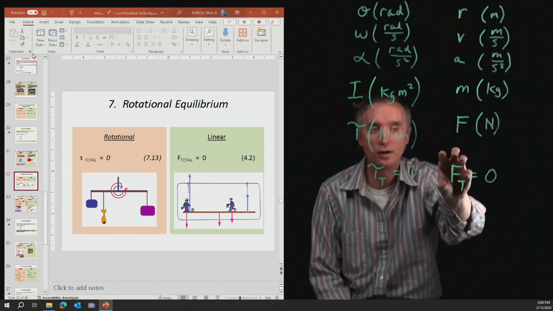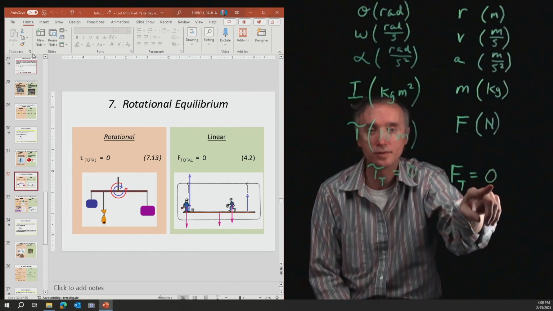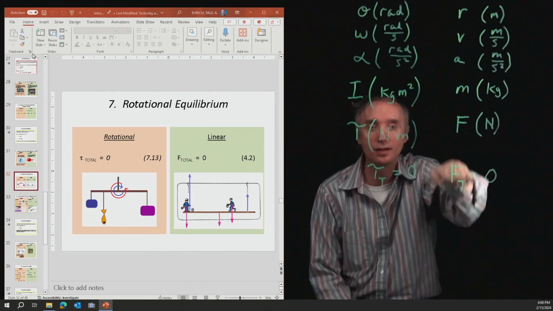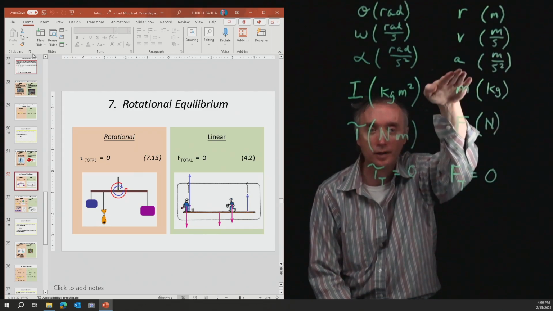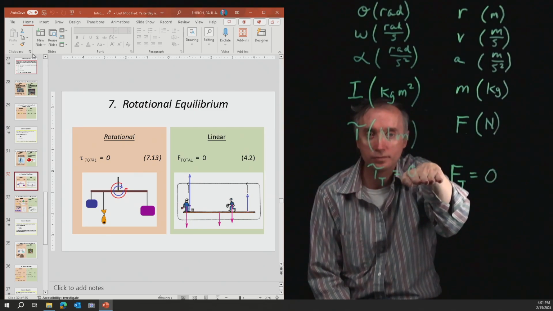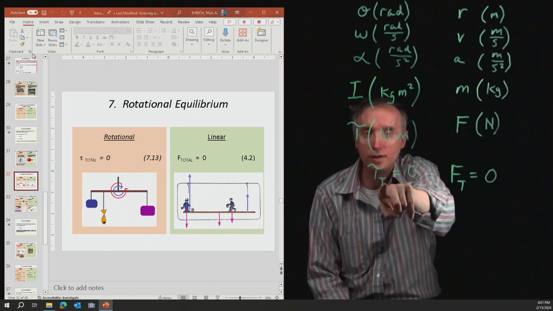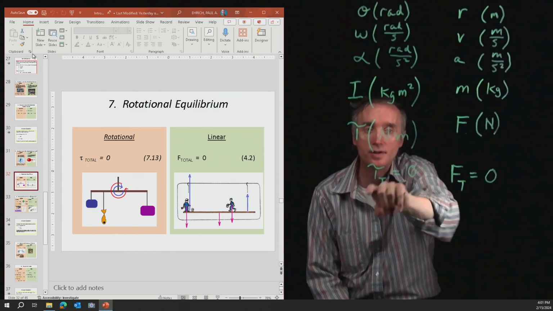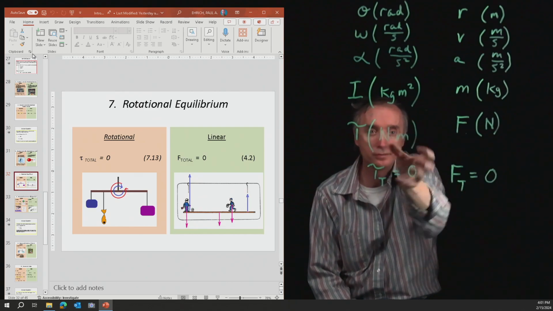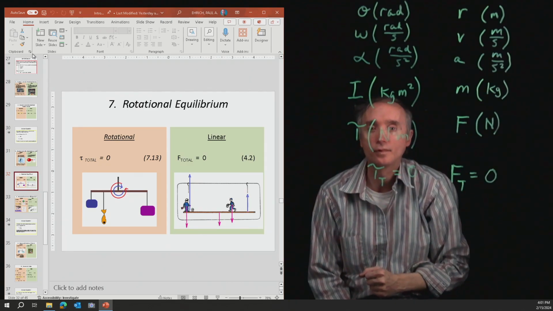When the sum of the forces acting on a system is equal to 0, then it's not going to be accelerating up or down, and it's not going to be accelerating sideways. Whenever the sum of the torques is 0, it's not going to be rotationally accelerating.